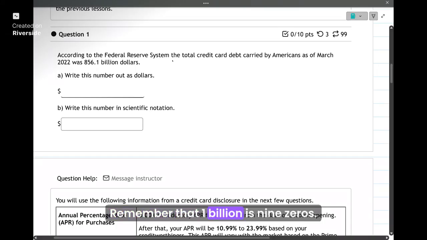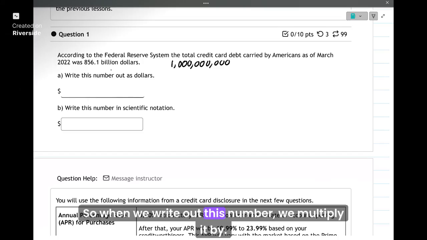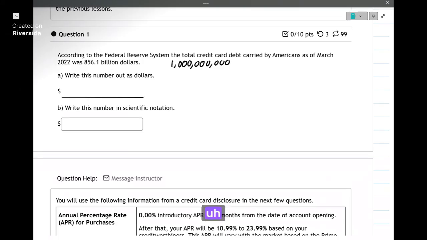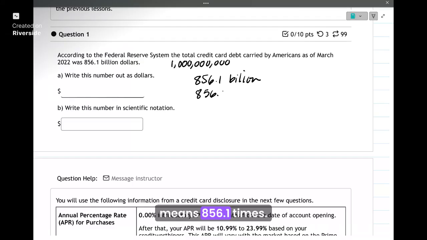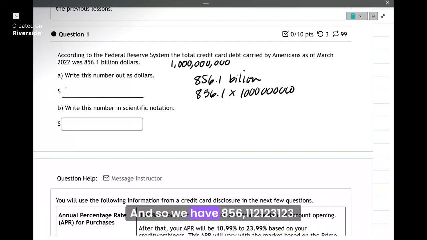Remember that 1 billion is 9 zeros. So when we write out this number, we multiply 856.1 by a billion, okay? And so we have 856, and then 1, 2, 3, 4, 5, 6, 7, 8. This is our $856.1 billion.